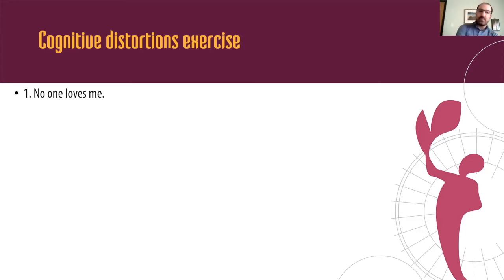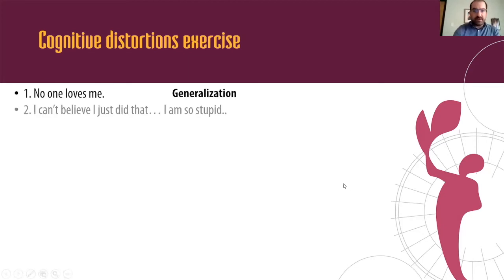The sentence number one is, no one loves me. So first, is that a cognitive distortion, and what kind? Does anybody have an idea? Let's see. Generalization. Beautiful. Excellent. So yes, no one loves me is a generalization. Fantastic.